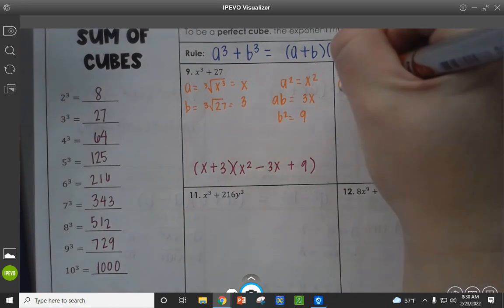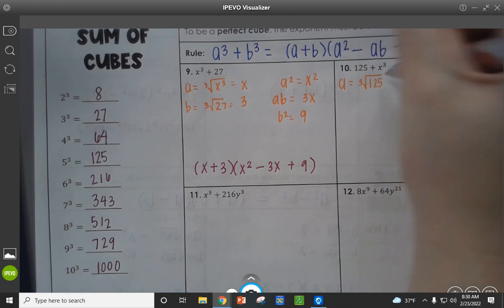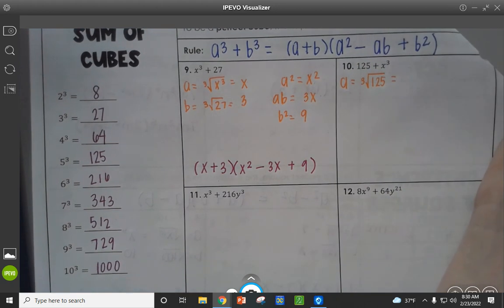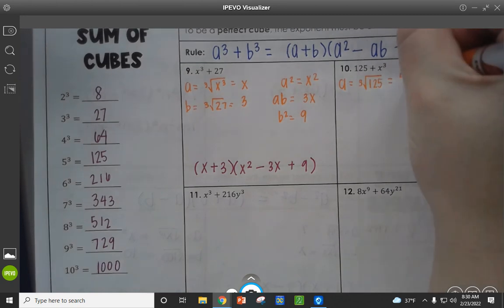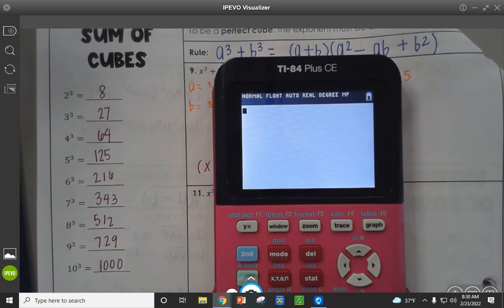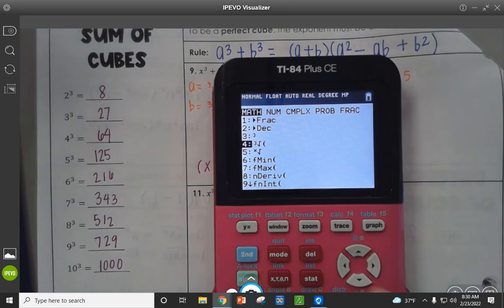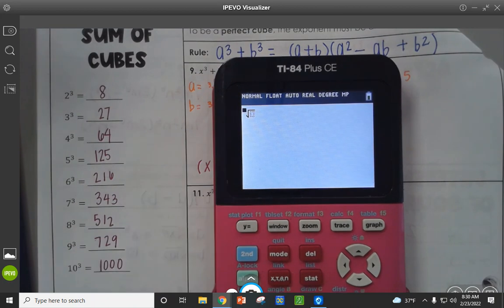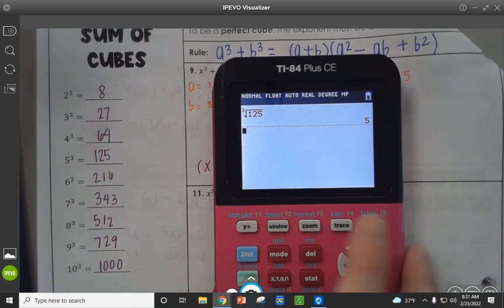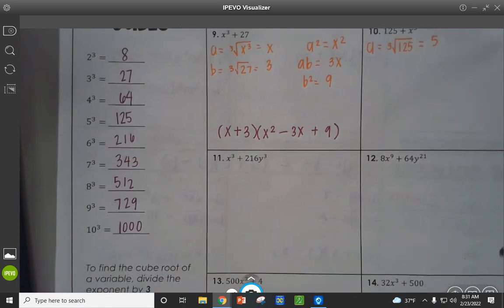So A is the cubed root of 125. What is the cubed root of 125? 5. If you don't know how to do the cubed root in your calculator, if you go to math, number 4 is the cubed root, or number 5 lets you type in whatever root you want. Like that. But since we have this list here on the side, you really don't need to type those in. So you can see them here.